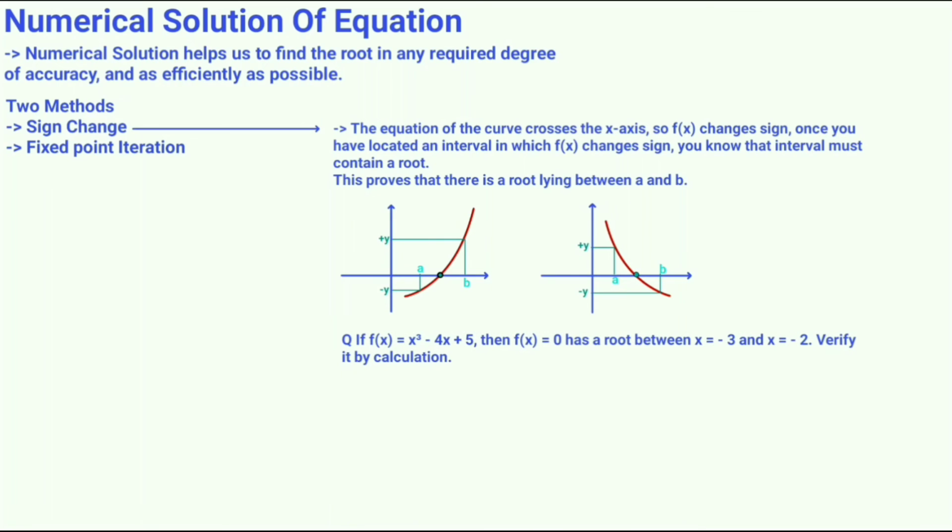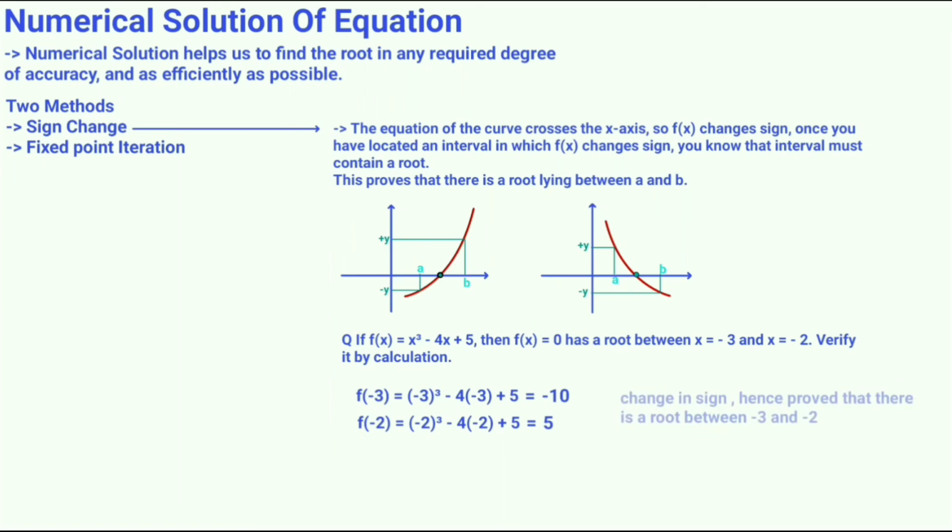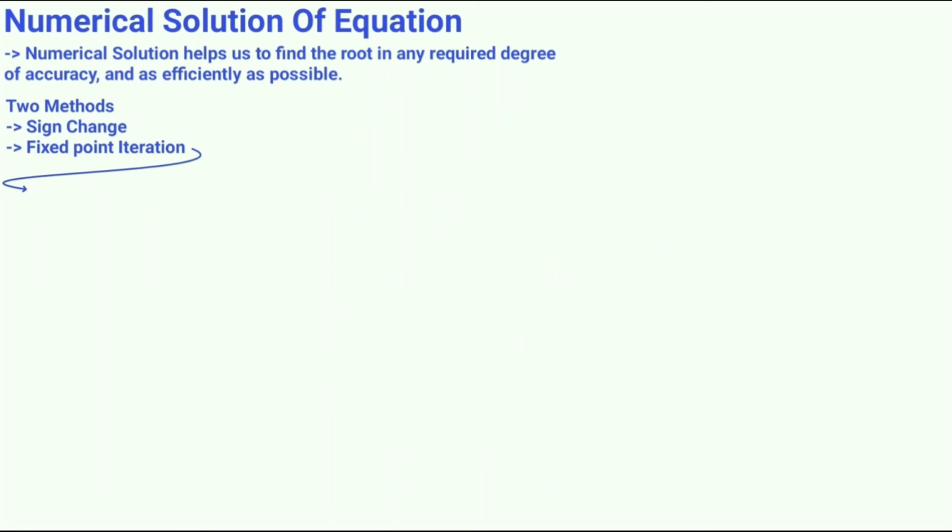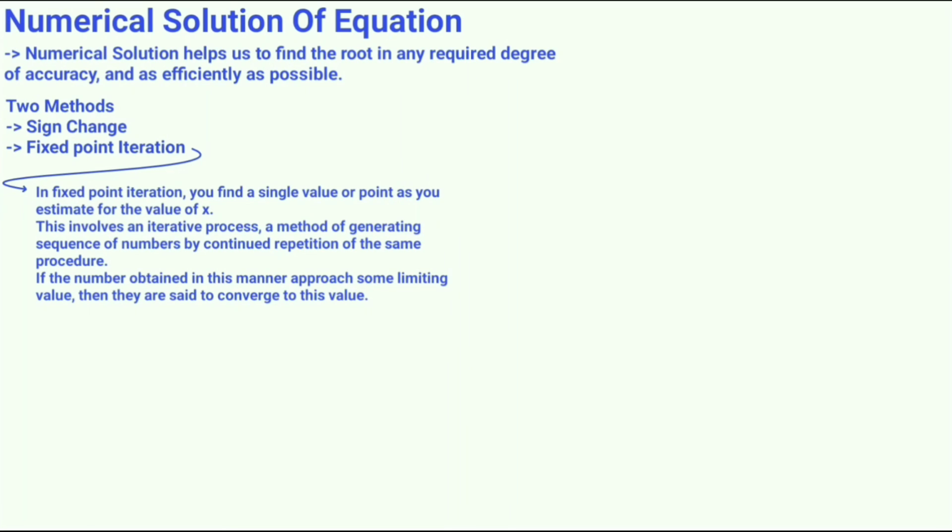For example, let's see the animation. If f(x) is equal to x cubed minus 4x plus 5, then f(x) has a root between these values, verified by calculation. There is a change in sign, which means it is proved that there is a root between minus 3 and minus 2. Okay, now fixed point iteration.